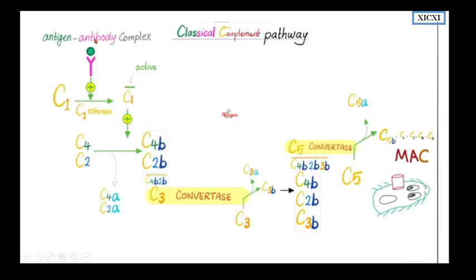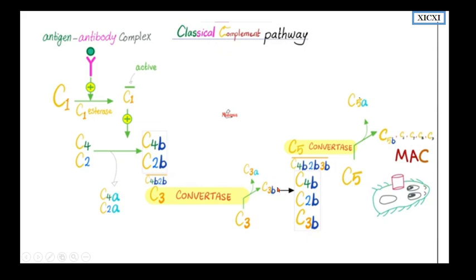So, let me start. Antigen-antibody complex means this antigen forms an antigen-antibody complex. So, they will come and activate C1. Now, C1 will activate C4 and C2. This activated C4 and C2 are going to form what we call C3 convertase. Finally, they form C3b activation.